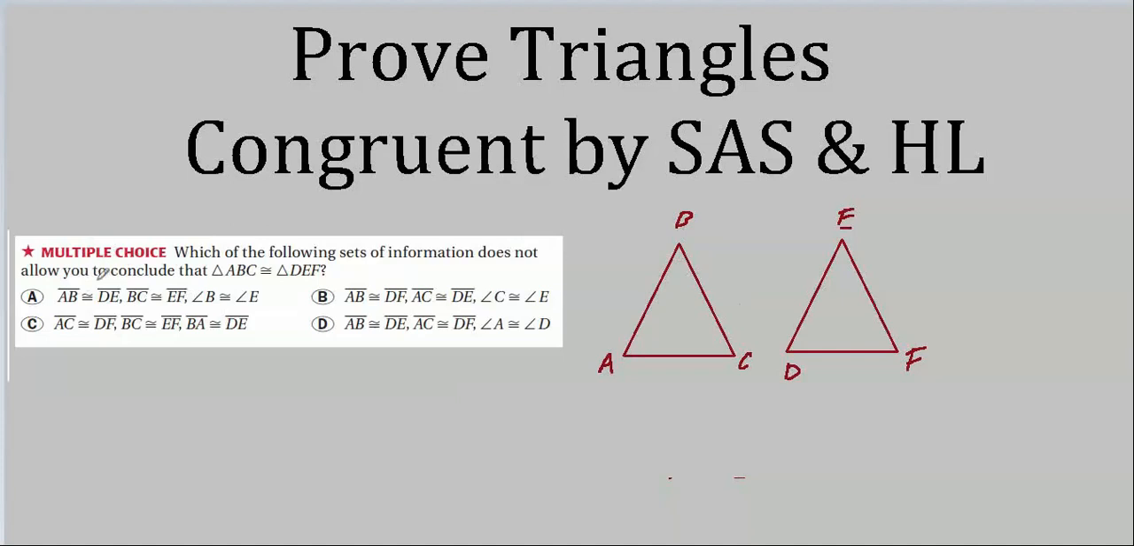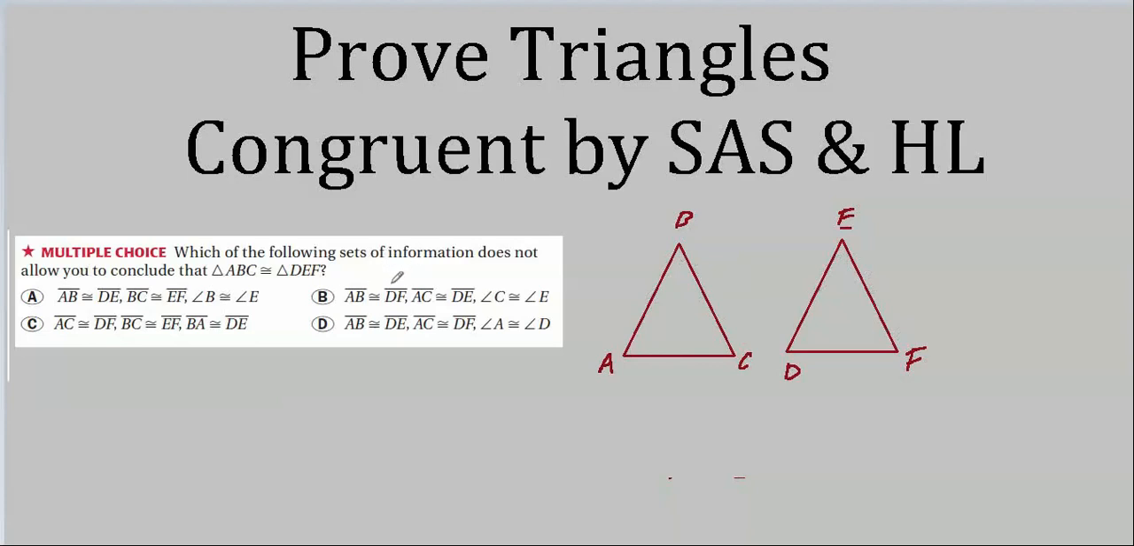Well, let's see here. AB is congruent to DE. That's this side and this side. Well, that's a good start. BC is congruent to EF. That's this side and this side. Angle B is congruent to angle E. So we have these two sides congruent to these two sides, and the angles in between are congruent. Oh, that's our SAS theorem, isn't it? So we could say they're congruent based on this.